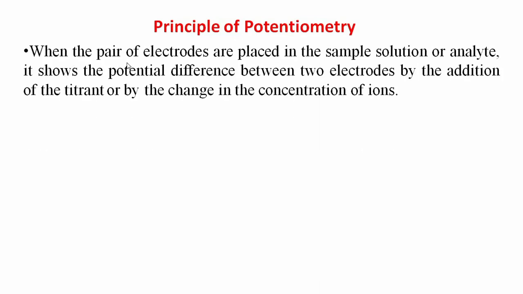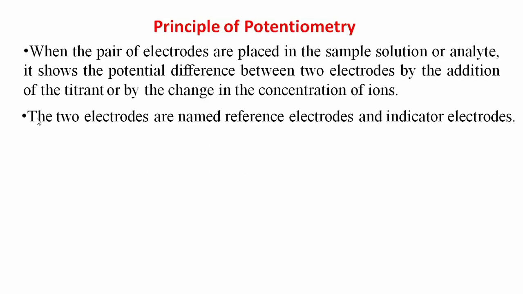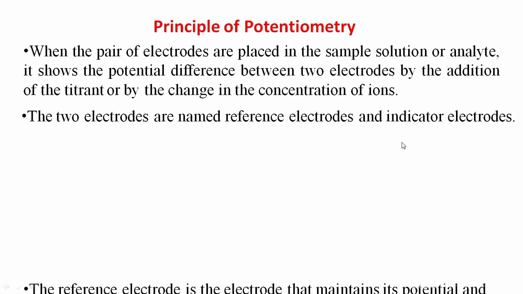Then we discuss the principle of potentiometry titration. When a pair of electrodes is placed in the sample solution or analyte, it shows the potential difference between the two electrodes by the addition of the titrant or by the change in the concentration of ions. The two electrodes are named the reference electrode and the indicator electrode.